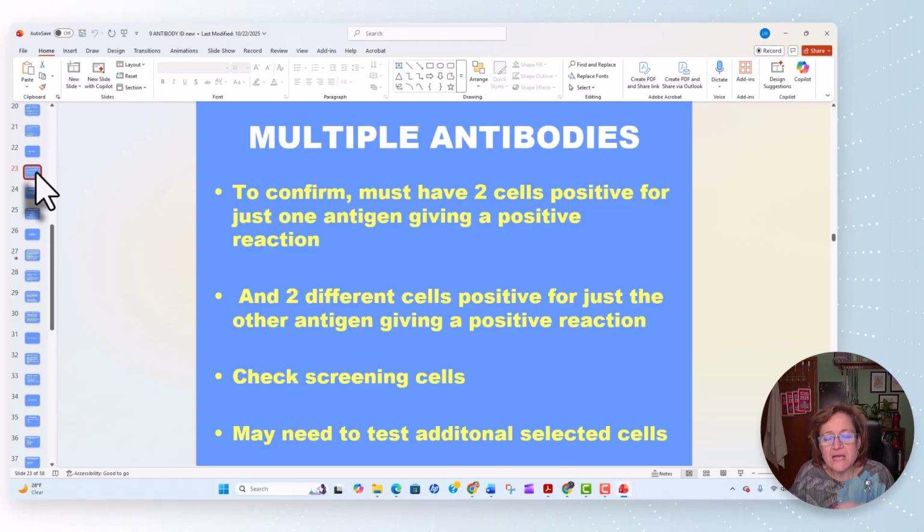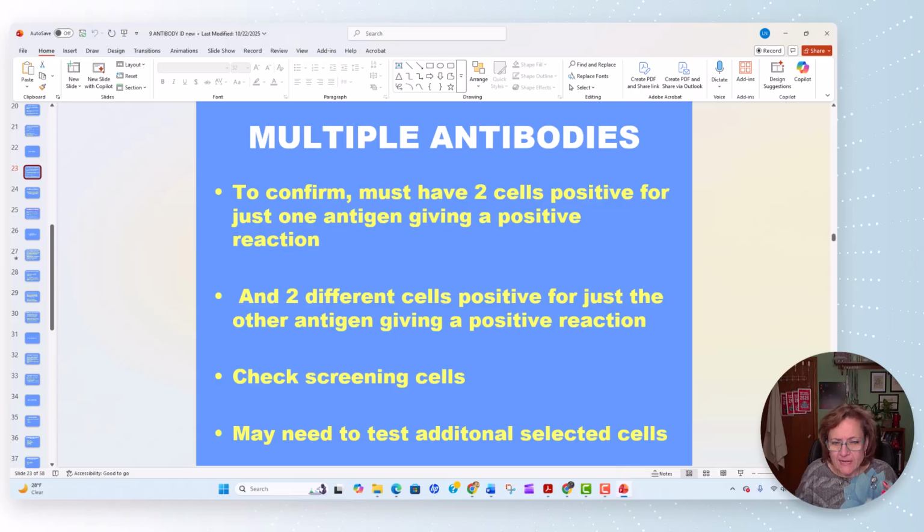We're going to go through the exact same process as we did before. However, it's going to be a little bit different when we get to the end. We're actually identifying the final ID because we have to have two cells positive for one antigen giving a positive result, and then two different cells positive for the other antigen giving a positive reaction also. So we have to have two positive of each, versus just two positive, two negative. We may have to test additional cells because when we're dealing with this, we're going to struggle to have a little more space.